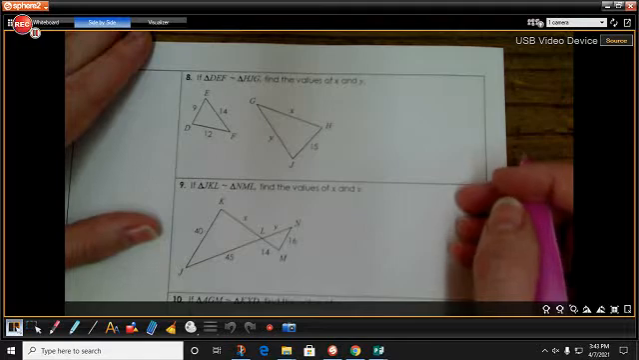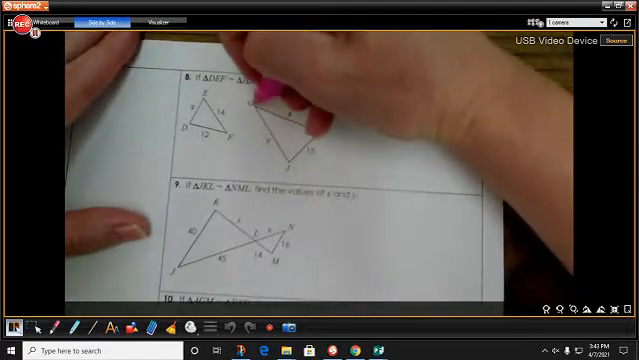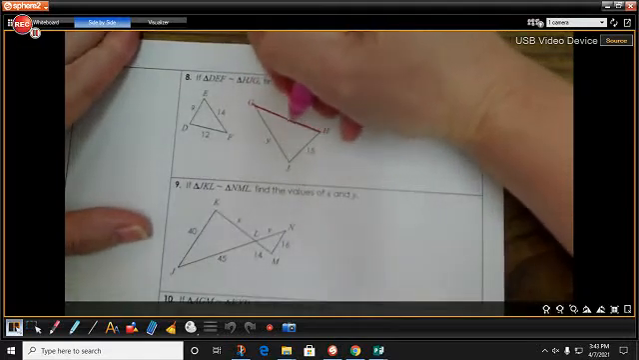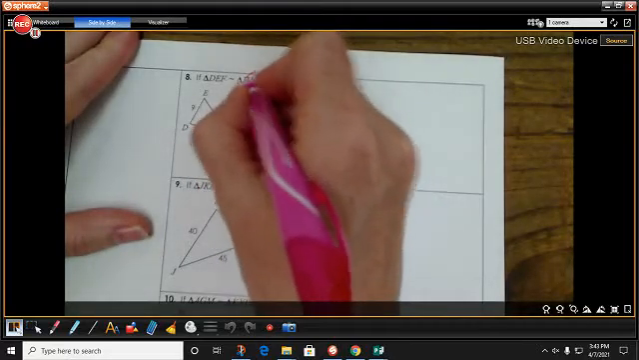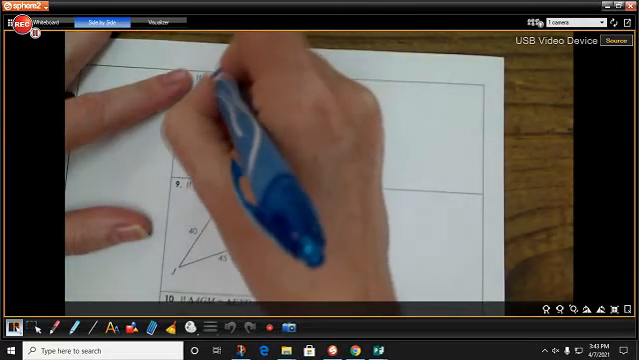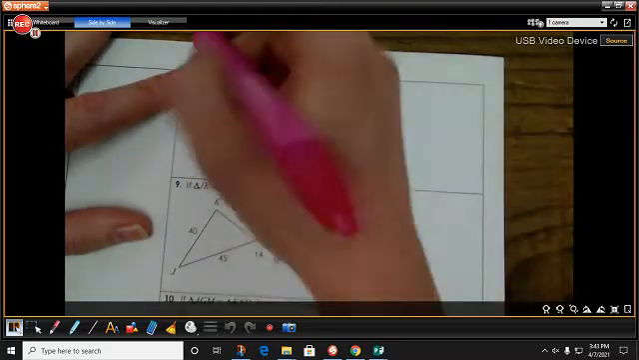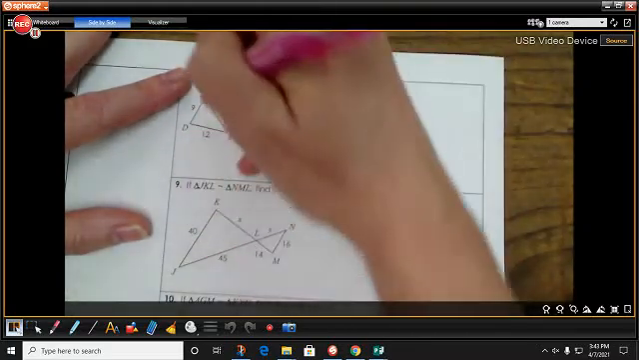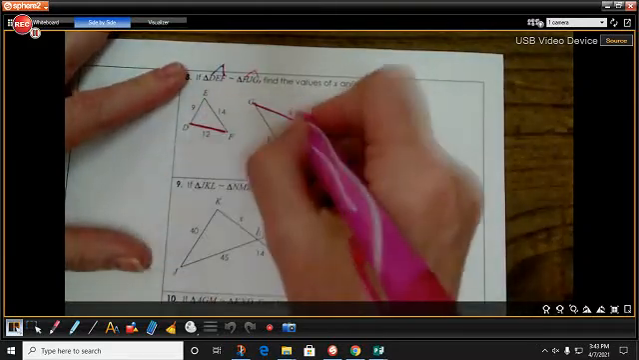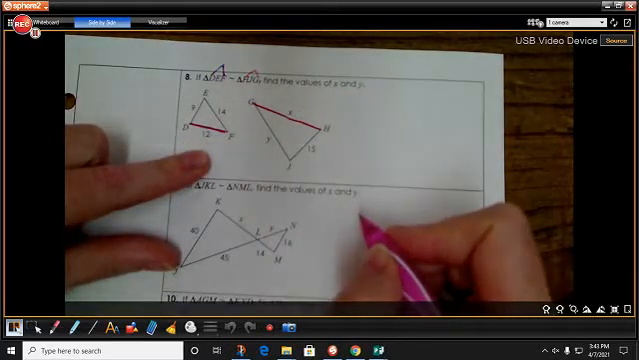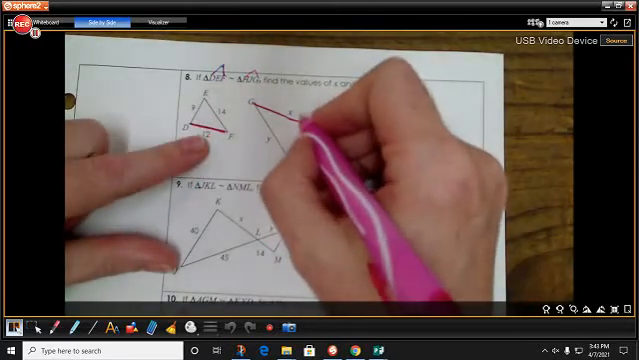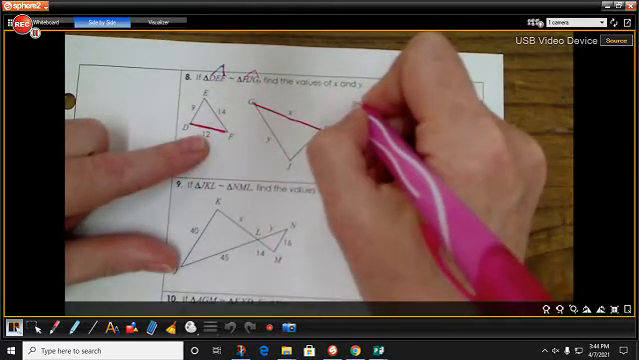So if I'm looking for x, that's segment GH. Well, G and H are connecting those two parts. Well, that means that F and D should be connecting. So if I connect F and D, these two pink ones are the ones that I'm going to put in a ratio because they're corresponding parts. So I'm going to put x with my 12.